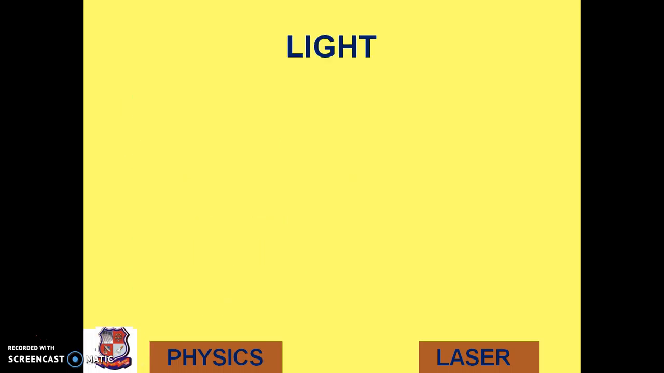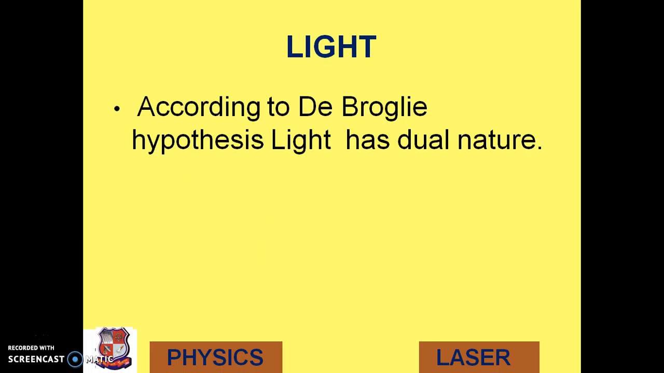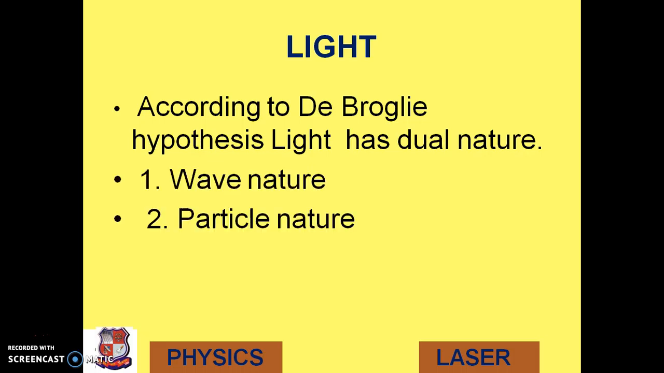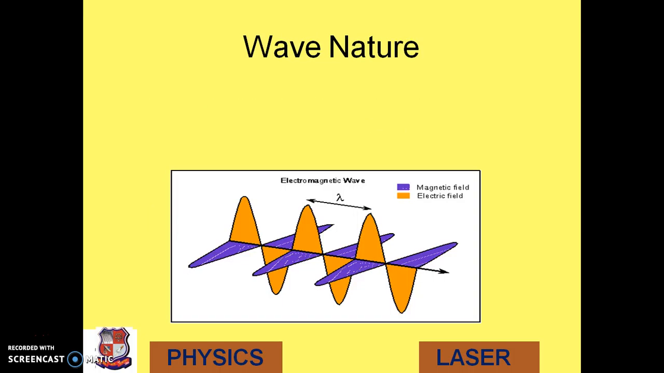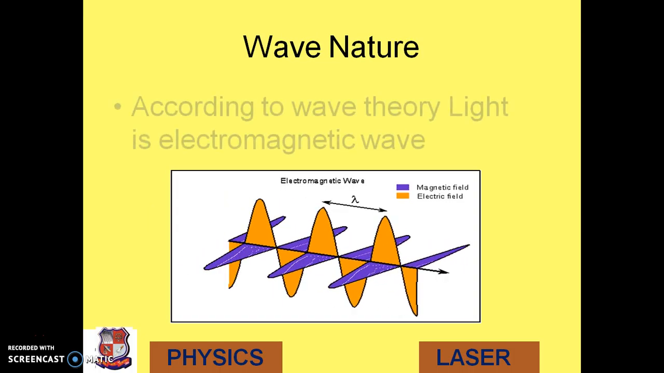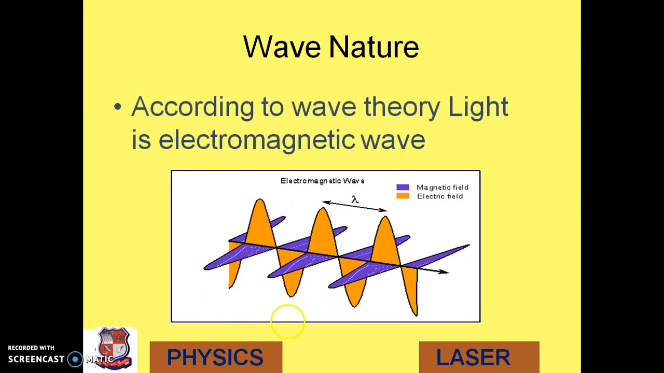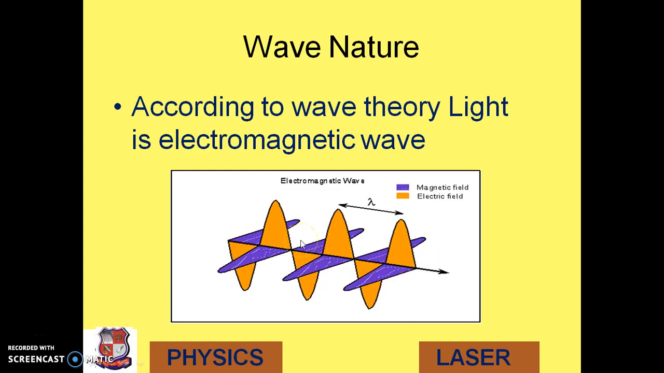According to de Broglie, light has a dual nature. One is a wave nature and the second one is a particle nature. According to the wave nature, light is an electromagnetic wave which consists of an electric field vector and a magnetic field vector, which are vibrating perpendicular to each other and also perpendicular to the direction of propagation of light.